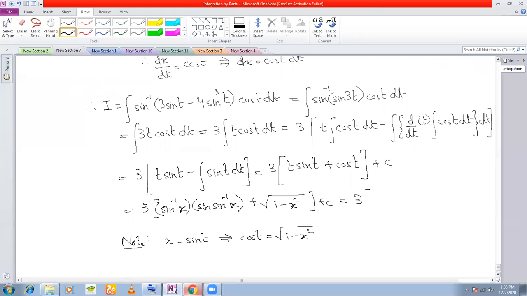You can simplify this to get 3 times x sin inverse x plus root 1 minus x square. That's it, plus c. Any question till this part?